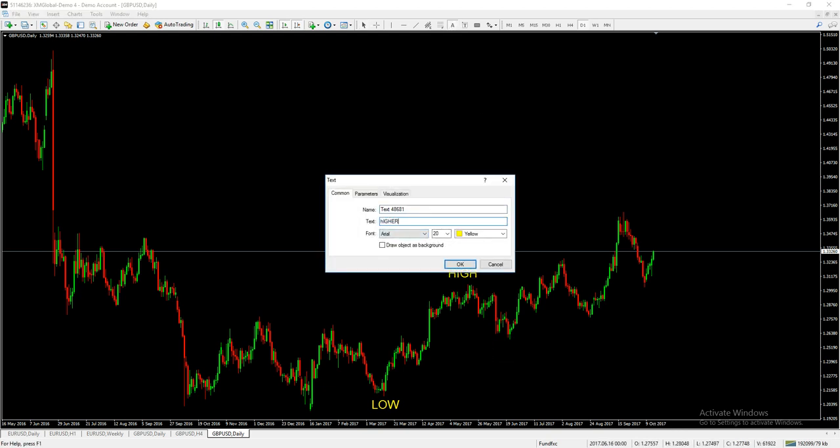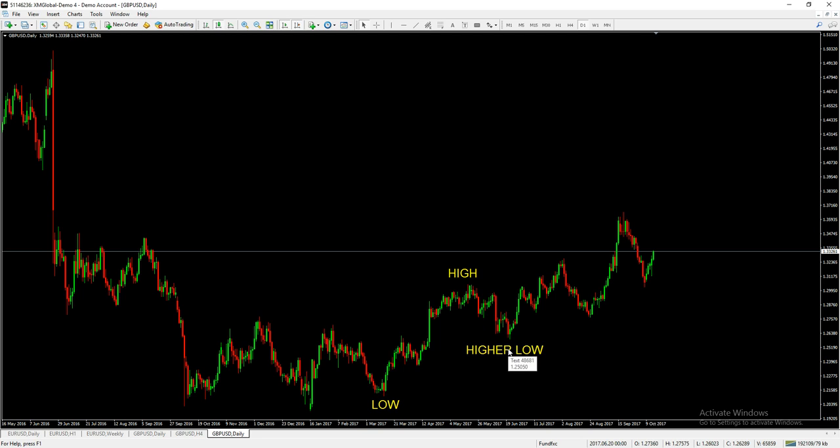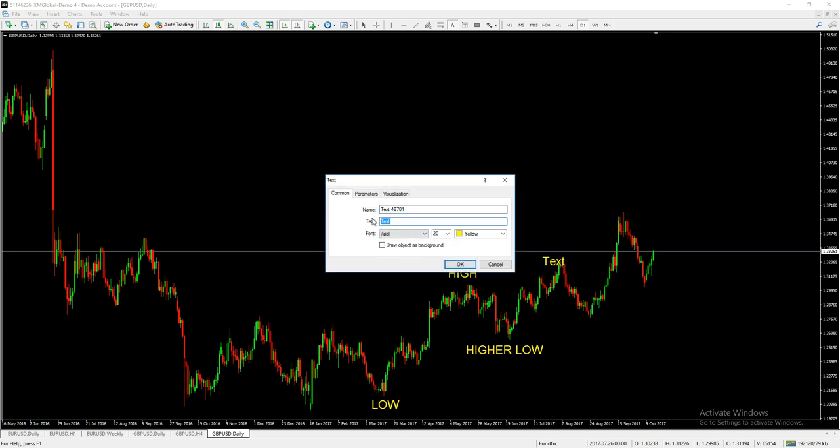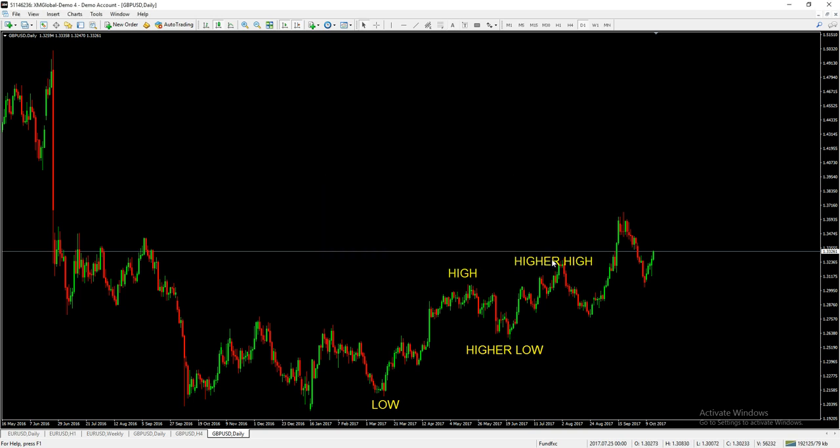It's a higher low. Then the next one we get is the next wave up, and that is our higher high, because this high is higher than the previous high. So let's add that in: higher high. Then we had a retracement down to this point. This is now considered another higher low.